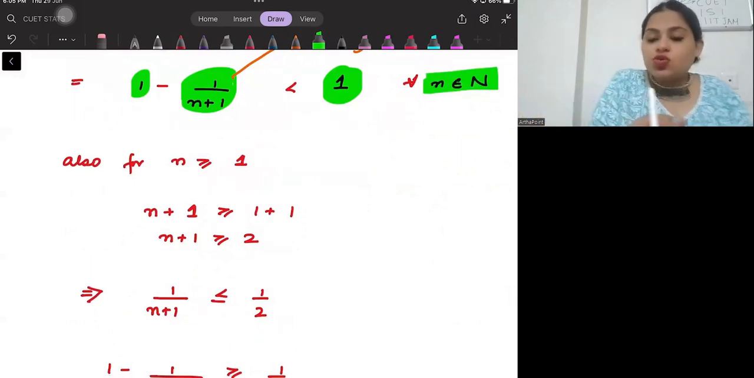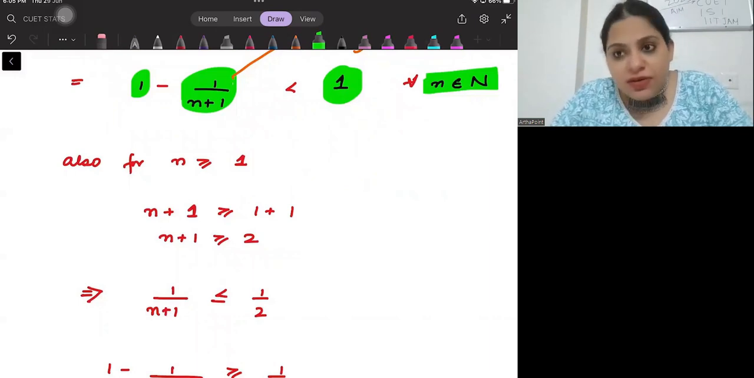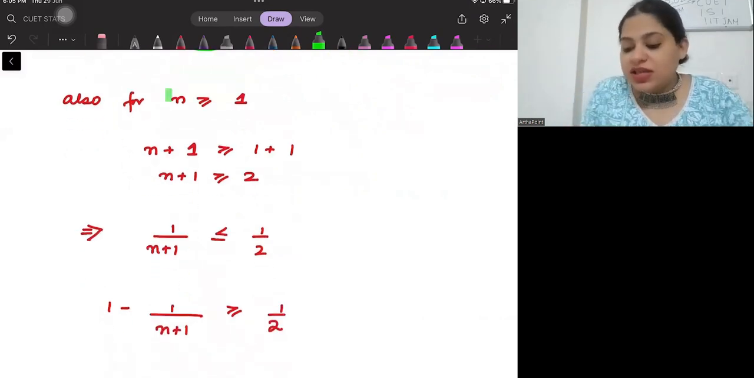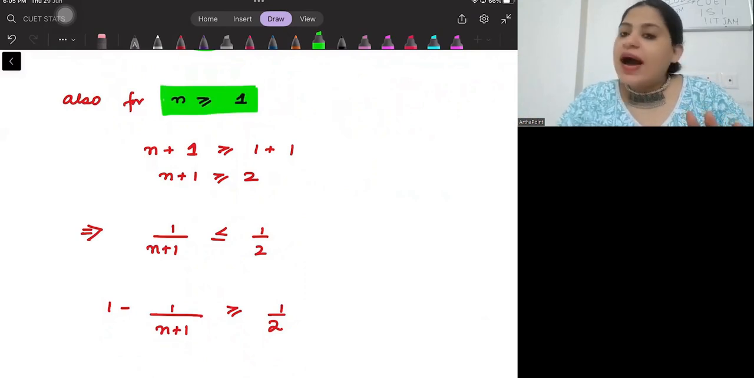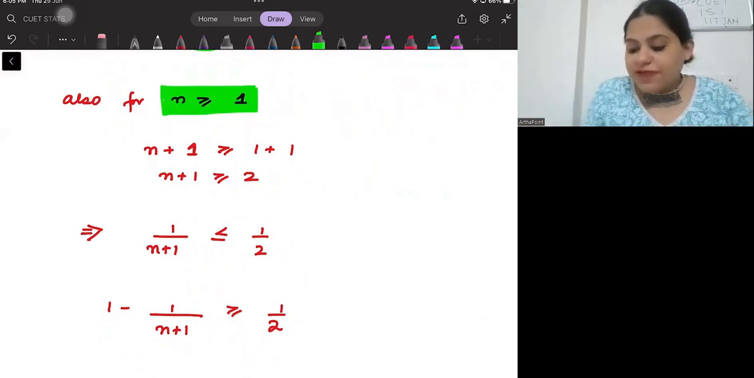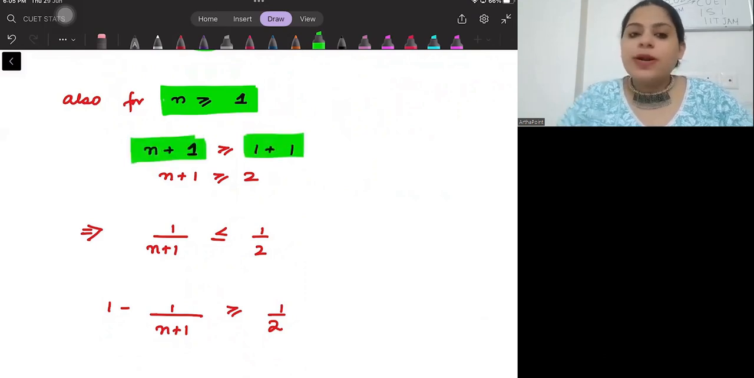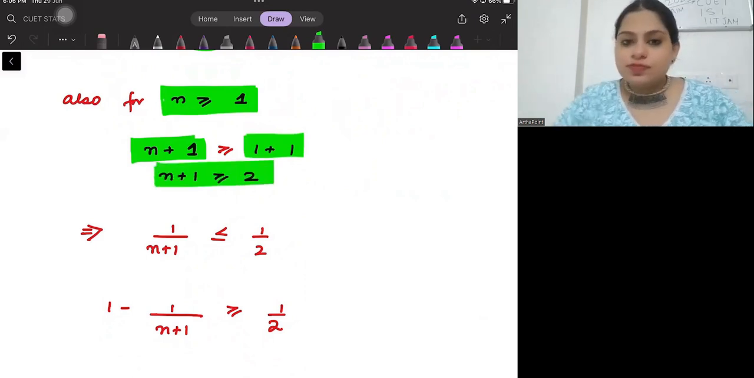Now, beta, your natural numbers can only start from 1. N can be 1, 2, 3, 4, etc. And I told you that whenever we make sequences, we make it for natural numbers. So the n value can either be 1 or greater than 1. We are clear with it? I can add 1 on both sides. If I add 1 on both sides, I will get n plus 1 greater than or equal to 1 plus 1. So n plus 1 is greater than or equal to 2.